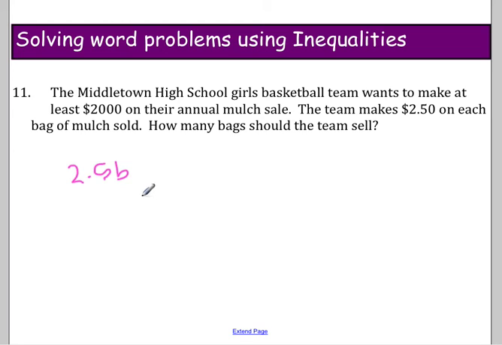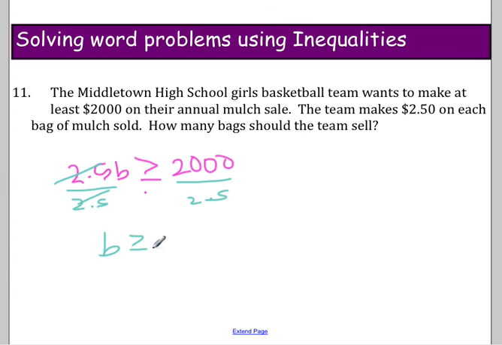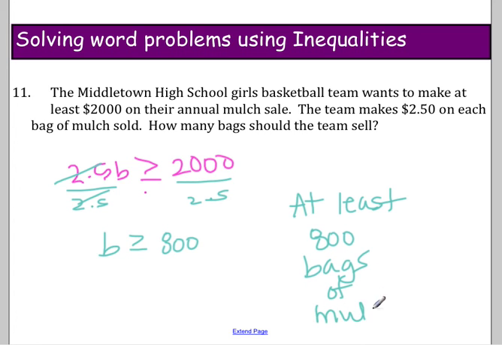And they want to make at least $2,000. So should it be this is less than 2,000, or should this be greater than? Should it be greater than 2,000? Could it be equal to? Yeah, they want to make at least, so they could make exactly. And then in order to solve this, divide both sides by 2.5. So B is greater than or equal to 2,000 divided by 2.5 gives you 800. So if they want to make at least $2,000, they have to sell at least 800 bags of mulch. Okay, so there is our solution to example 11.